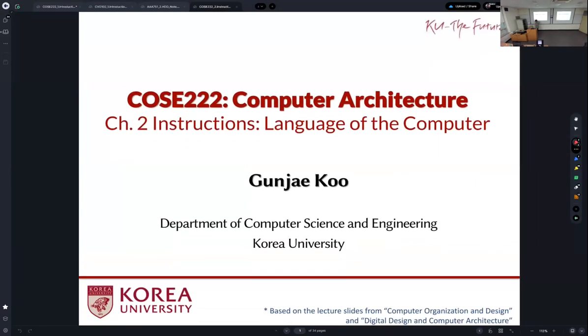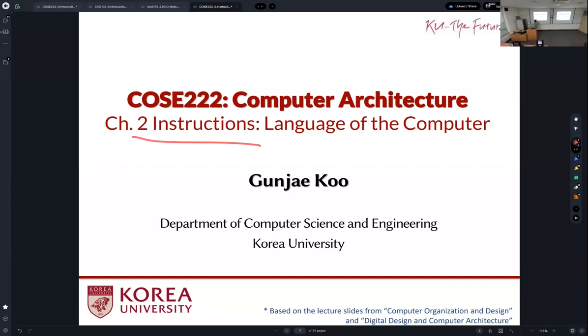Okay, so we will move on to chapter 2, instructions. In chapter 2, we will learn about instructions of the computer, which means instruction set architecture. In the title of this chapter, we can find what instructions are: instructions are the language of the computer. You may think that we already know programming languages. Using these programming languages, we can write code and build applications, and then these applications can be executed by processors.